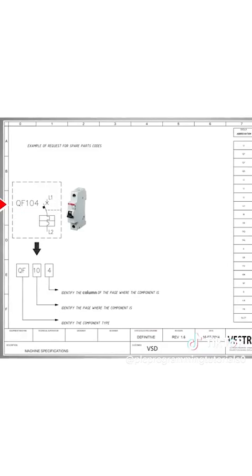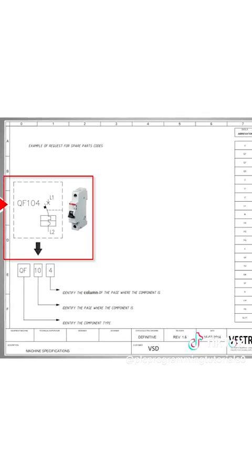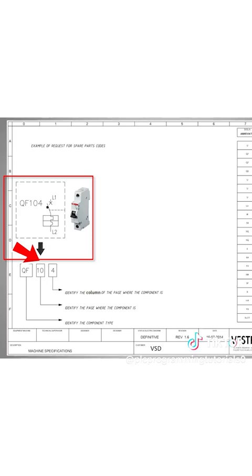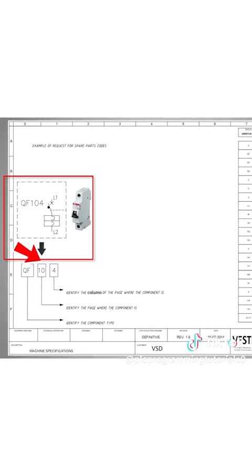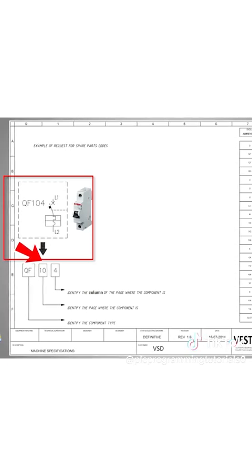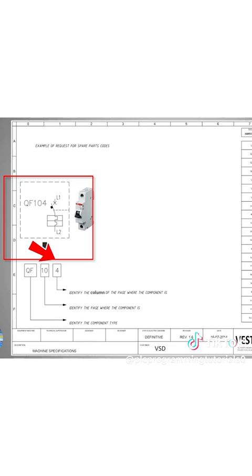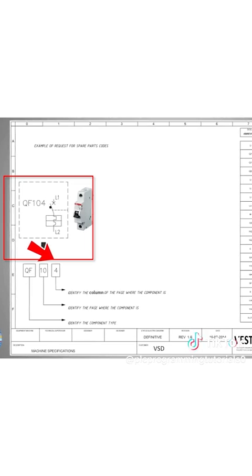For example, if we have a breaker with tag QF104, the first two digits indicate the sheet number where this breaker is located. In this case, we can find the breaker on sheet number 10. The last digit indicates the column number where the breaker is on the sheet.